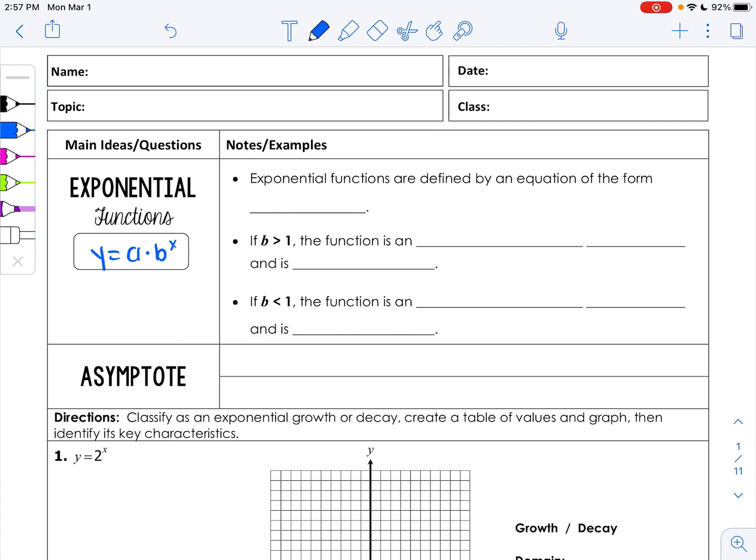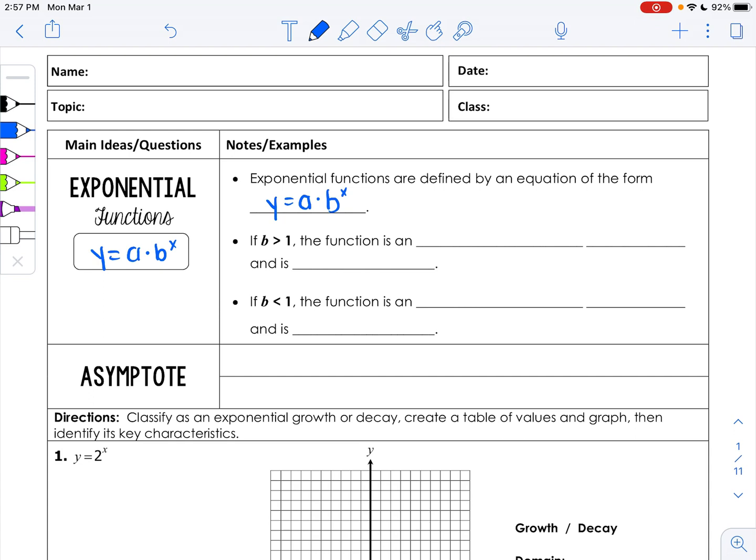So in our first bullet point, we can fill in: exponential functions are defined by an equation in the form y equals a times b to the x power. So just like with linear functions, when you have y equals mx plus b, we're talking about the same thing, except with exponential functions, since it changes in a different way, we need a different equation.